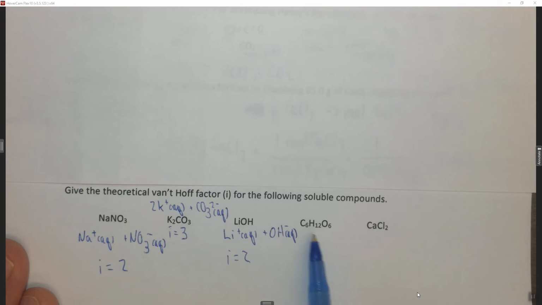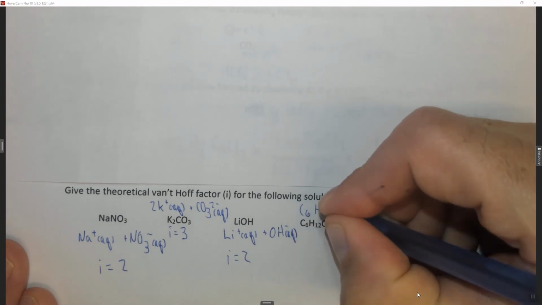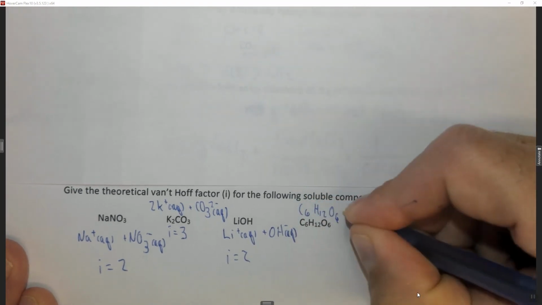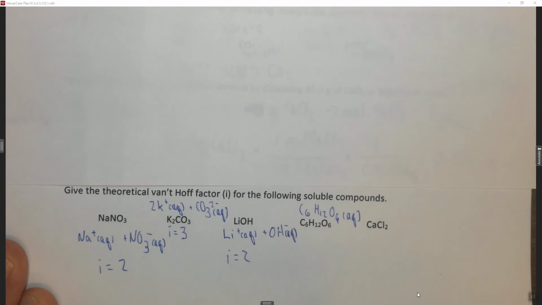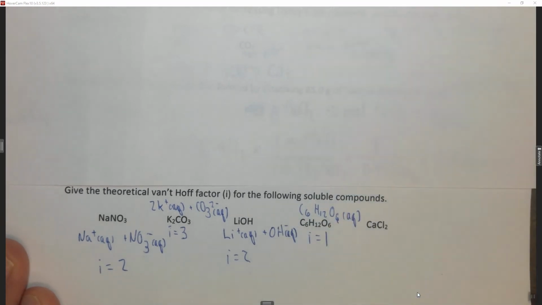What about covalent compounds? Note that all of these contain a metal. This one does not. So what about covalent compounds? Well, this is just going to be C6H12O6 (aq). Glucose dissolves in water, but it doesn't break up. So for every one of these you dissolve, you get one thing in solution. So here i is equal to 1.